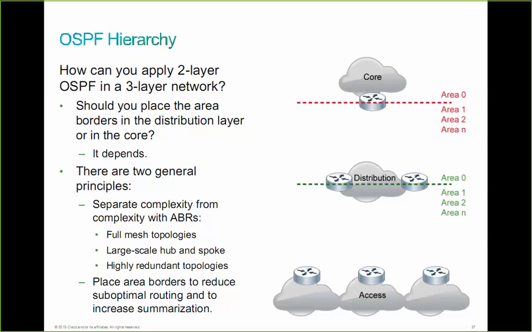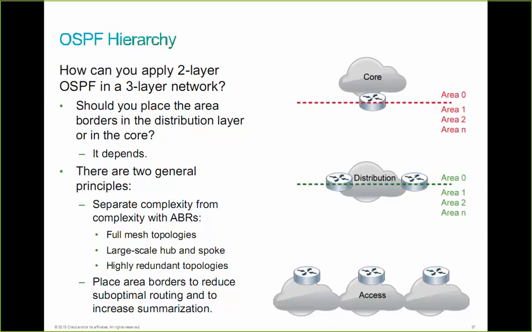The challenge that we run into, and a difficult question in OSPF design that we see, and Gaith was mentioning this earlier, is where do I put my ABRs? Do I put them in the core, or do I put them in the distribution layer? My recommendation, and I think Cisco's recommendation as well, is to have a general design to separate the complexity from the complexity. Meaning, you put the complex parts of the network into different areas.